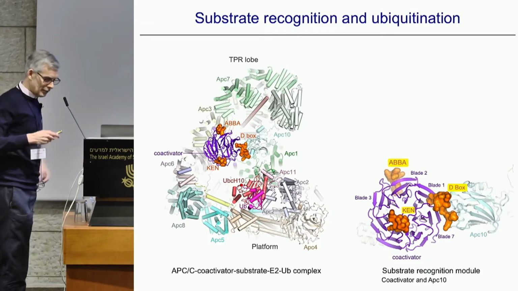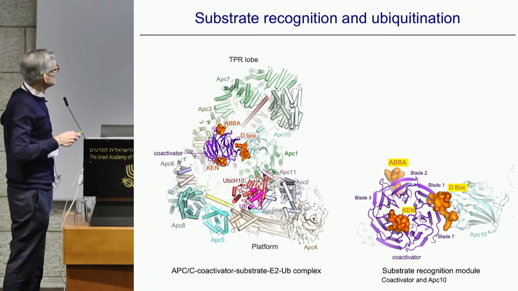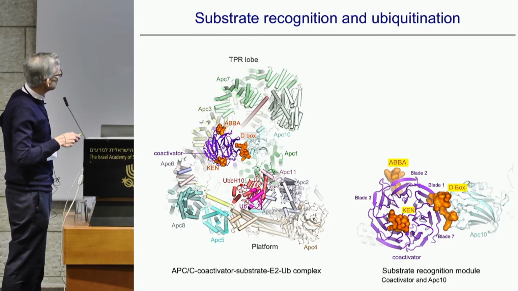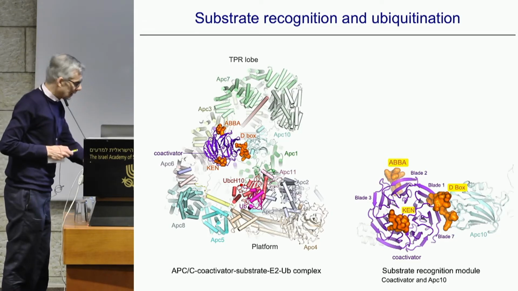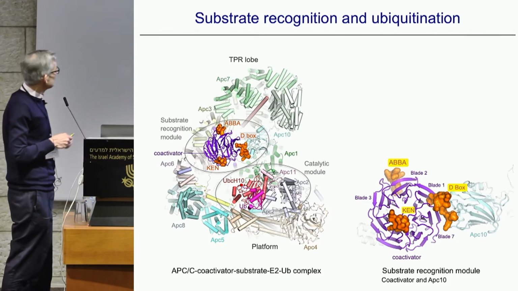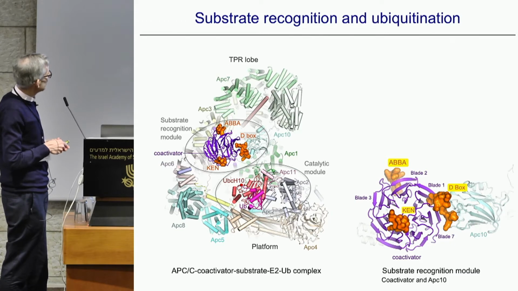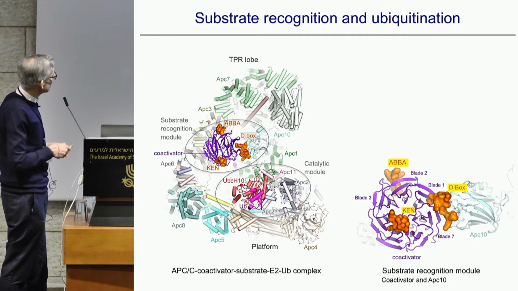So this then shows the overall architecture of the complex. It forms this triangular-shaped molecule, and it features this central cavity where most of the activity of the APC occurs. And then the substrate recognition module, composed of the co-activator and the APC10 subunit, is shown here at the top of the cavity, whereas the catalytic module is at the bottom of the cavity, and it's composed of APC11 and APC2.